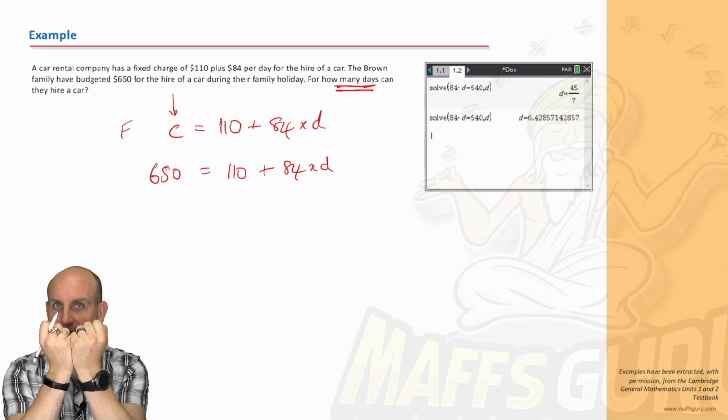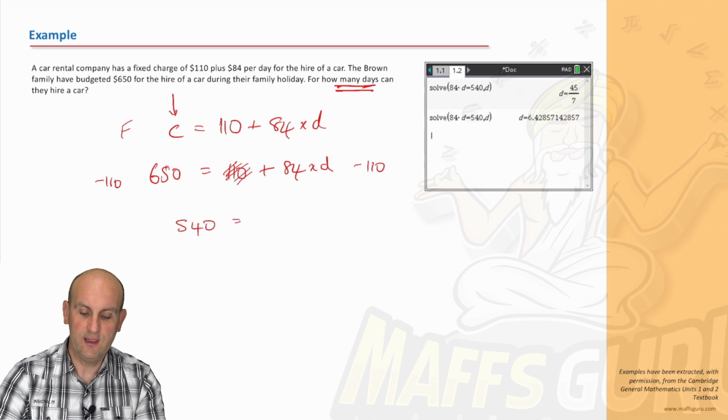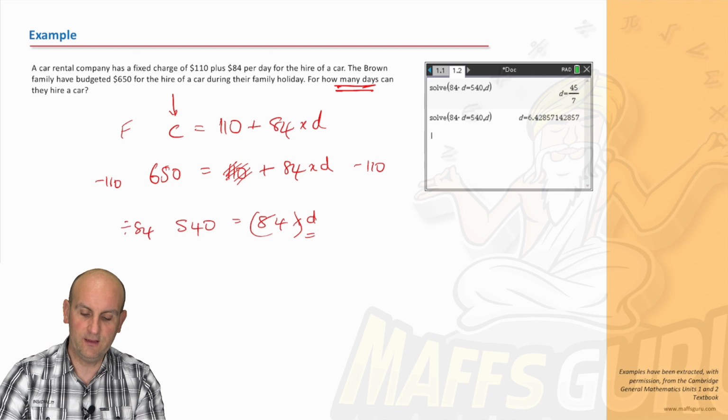Now again, 84 and the D stuck together, leave them alone. I want to get rid of this 110. So I'm going to subtract 110 from both sides, which gives me 540 is equal to 84 times D. I want the D on its own, so I need to get rid of that times by 84 by dividing both sides by 84. So D is equal to 540 divided by 84.